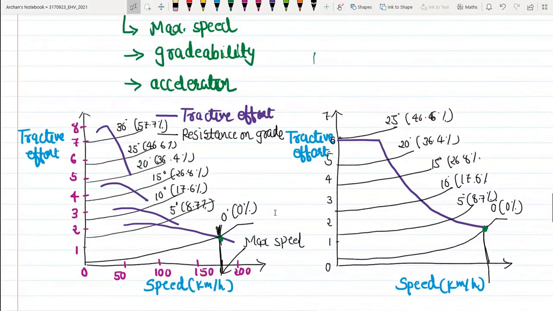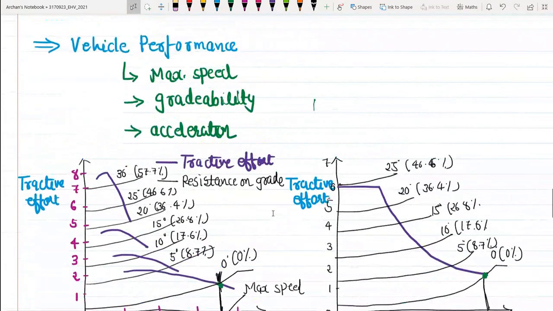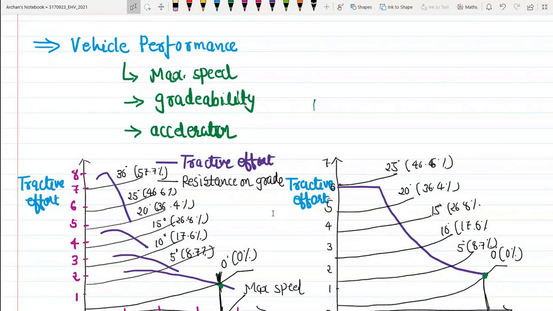So we have seen the maximum speed as well as gradability of the vehicles. We shall stop here. In the next lecture we will see the acceleration performance of the vehicle, and then we will move on to the fuel economy of the vehicles. Lastly we will see the braking performance of the vehicle, and then we will start with the basic electric vehicles. If you have any questions, then you are free to ask.